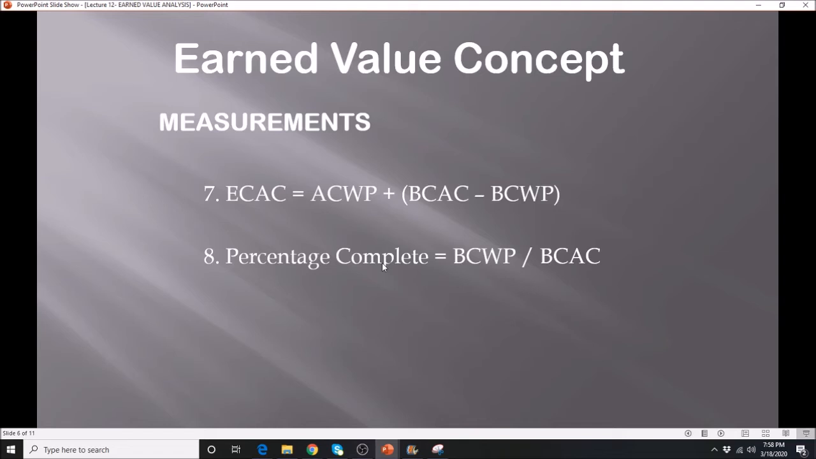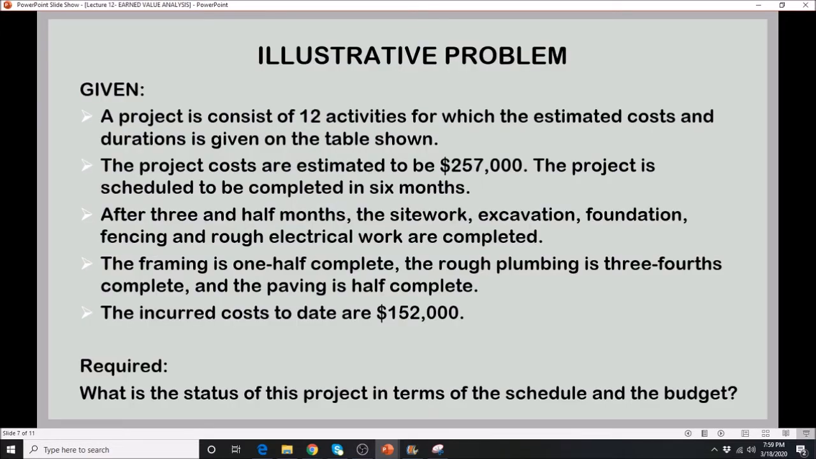And this is the one that we are usually interested in, especially when you are presenting the status of your project. The percentage of completion is simply the ratio between BCWP and the BCAC. So whatever the ratio here, multiply that by 100%, and that will tell you the percentage of completion. So those are the different terms that we use in earned value analysis. The same thing also with the measurements that we use to tell us the status of the project. All right, so let's take a look at this problem here.